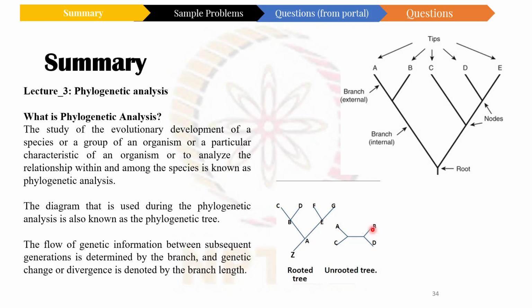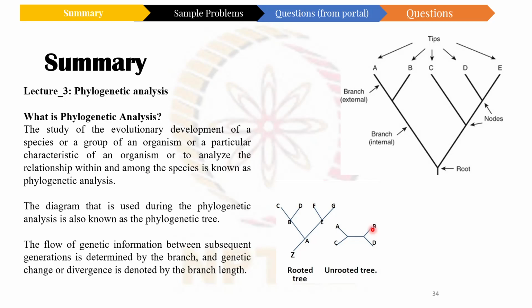Next, let's study the different parts of a phylogenetic tree. Coming to the branches, these are the paths of the genetic information transfer from one generation to the other, and genetic changes are noted by the branch length. Coming to the nodes, these are at the end of the branches, and a node represents the sequence at various points in evolutionary history.